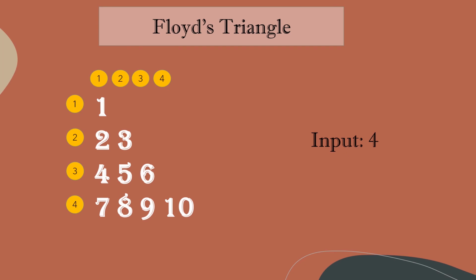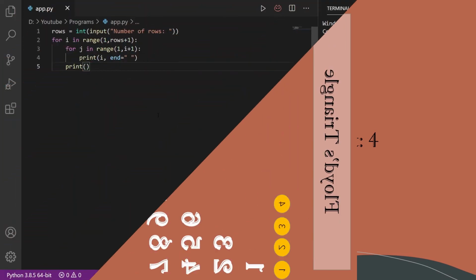Next we have Floyd's triangle. This question is also similar to the last question we did, but instead of printing the row number, here we are printing the numbers from 1. So to print this Floyd's triangle, first I will initialize a counter and assign 1 to it, and after printing the value, I will just increment the value of that counter.